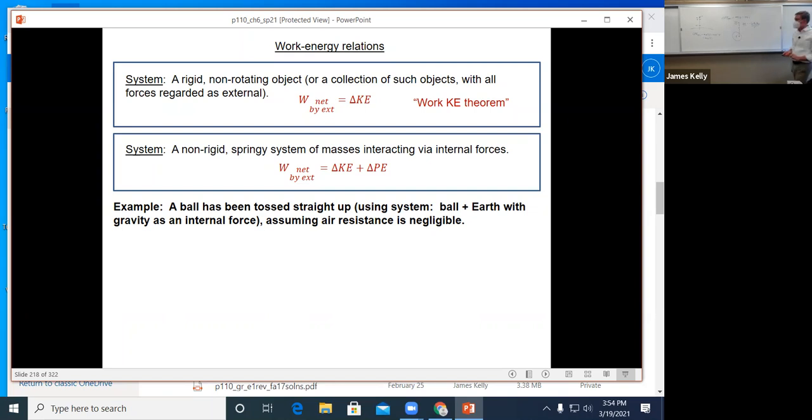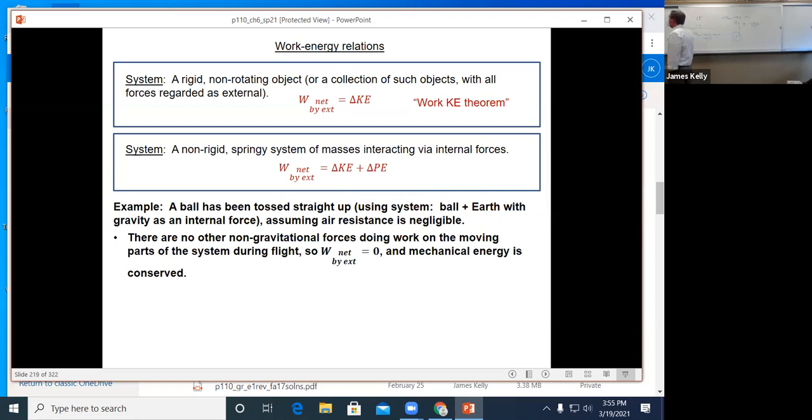I don't know that we're going to have a chance to do the worksheet that I brought today, but we'll at least look at an example here. So a ball is tossed straight up. I could take my system to be just the ball, and then it would be a particle, and I could use the work kinetic energy theorem. But instead, because we've got some more tools at our disposal, let's take the system to be ball plus Earth, where gravity is going to be an internal force. Okay, I'm going to be very careful to define my system. And air resistance might have been a force, but let's assume that it's negligible in this problem.